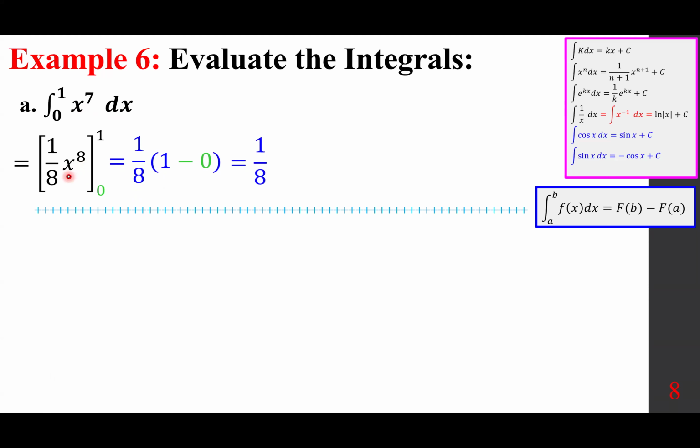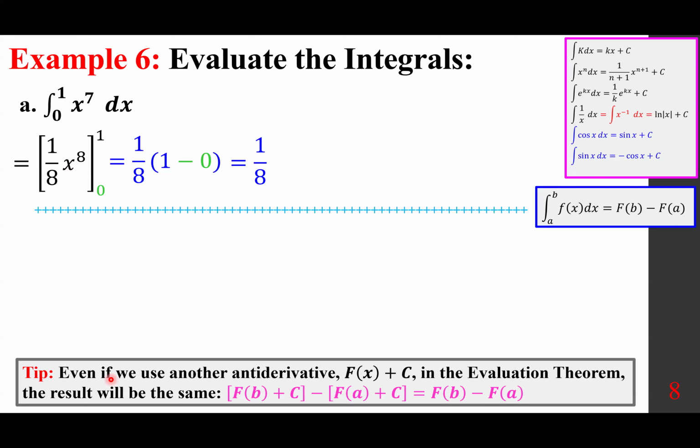Again, it's important to pay attention to this tip. Even if we use another antiderivative, that means a general form, capital F of x plus c, in the evaluation, the result will be the same because capital F of b plus c minus capital F of a plus c, those c's cancel out. We get F of b minus F of a.